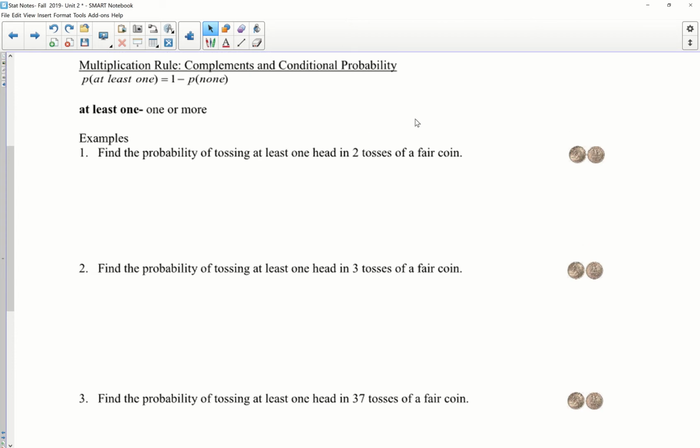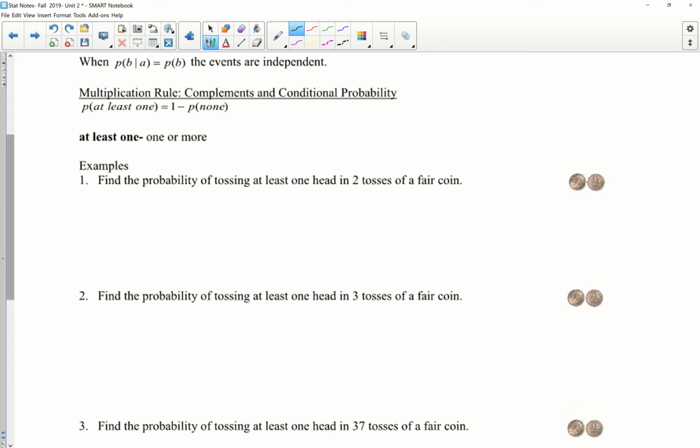to figure out what it's really asking for. But this is a good concept, the complement rule, because this is a nice little shortcut. We touched on it a little bit with that textbook problem, but this is going to formally address it. It says the probability of at least one is equal to 1 minus the probability of none. I'll just give you a quick look at that theoretically.